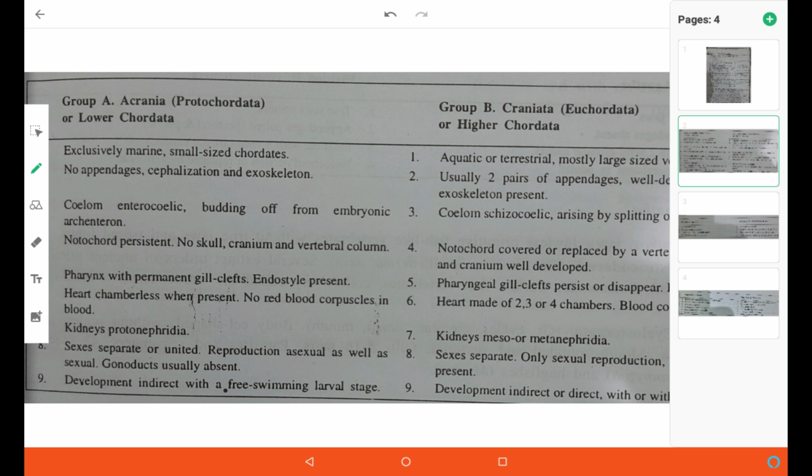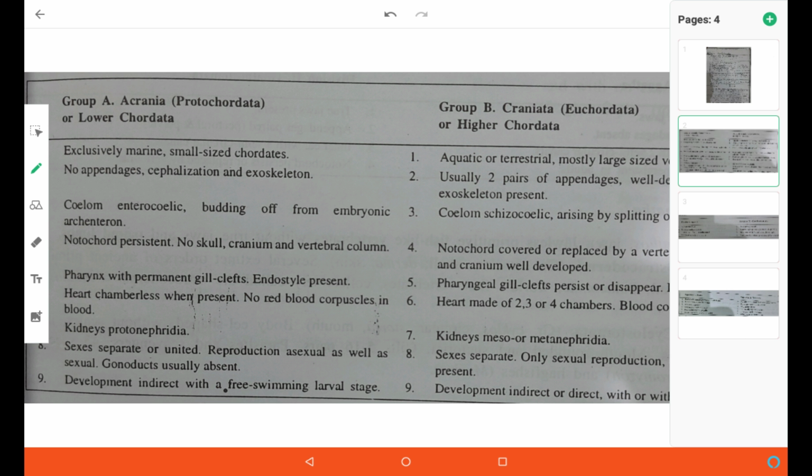Notochord is persistent throughout life. No skull, no cranium or vertebral column was sighted in the protochordates. However, notochord does persist in euchordates also, but in many of them the notochord is replaced by vertebral column, and the cranium gets very well developed.